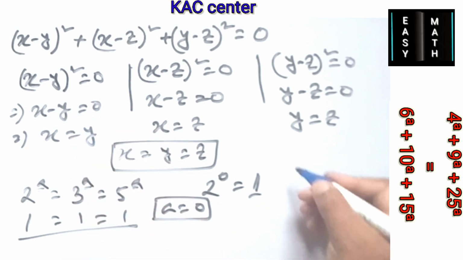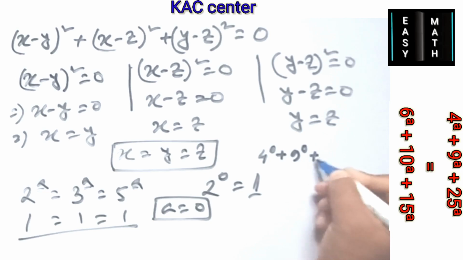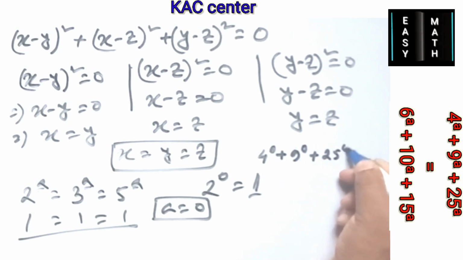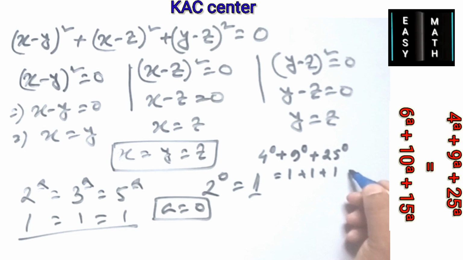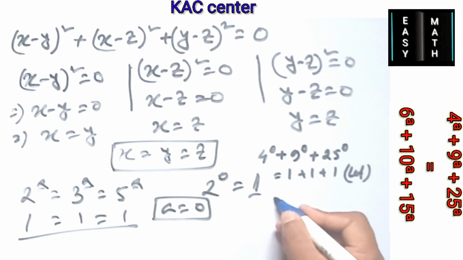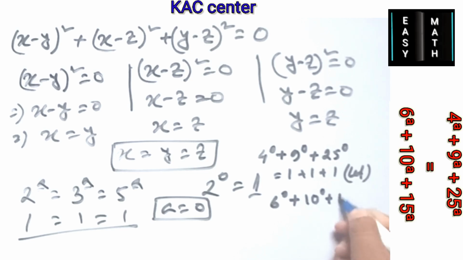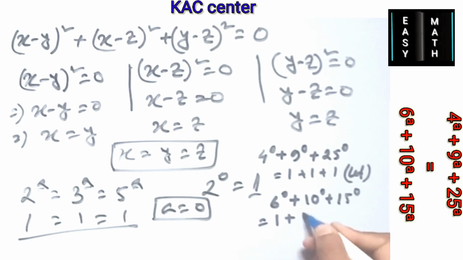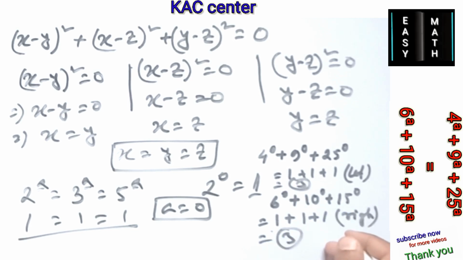Checking: 4 to the power 0 plus 9 to the power 0 plus 25 to the power 0, each value is 1, so 1 plus 1 plus 1 on the left side. On the right side, 6 to the power 0, 10 to the power 0, and 15 to the power 0, so 1 plus 1 plus 1. The value is 3 on both sides. Both are equal, so a equals 0 is right.